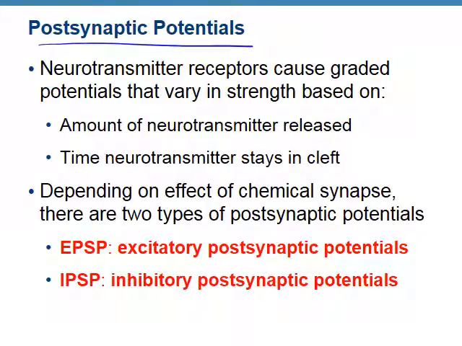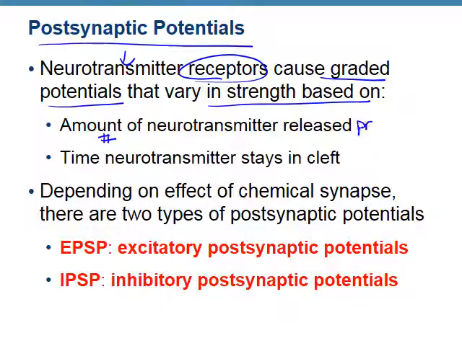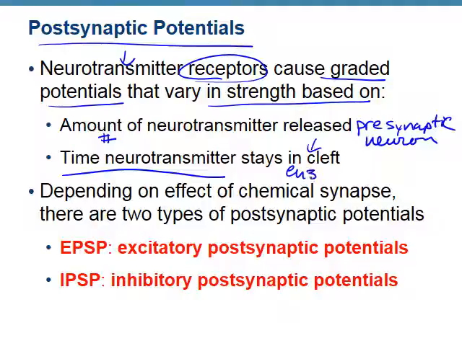In the postsynaptic neuron, the receptors cause a graded potential if the neurotransmitter binds, and this is dependent on the amount of neurotransmitter that's released by the presynaptic neuron, and the time that the neurotransmitter stays in that synaptic cleft. Remember, enzymes can break it down and remove it from the synaptic cleft. So depending on these effects, you can have two types of postsynaptic potentials.